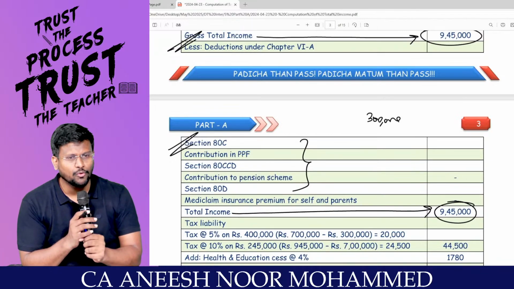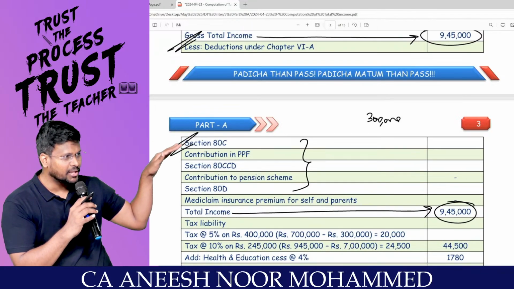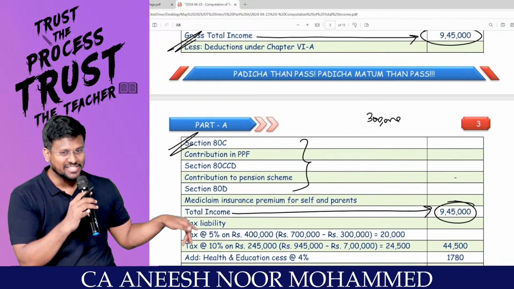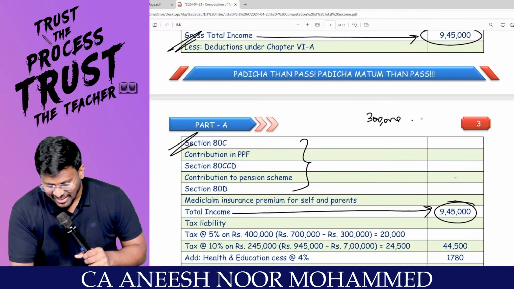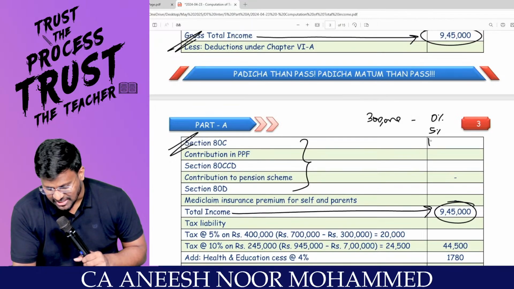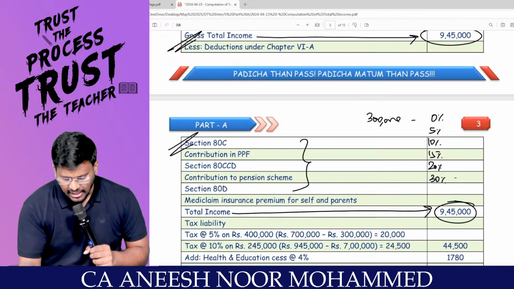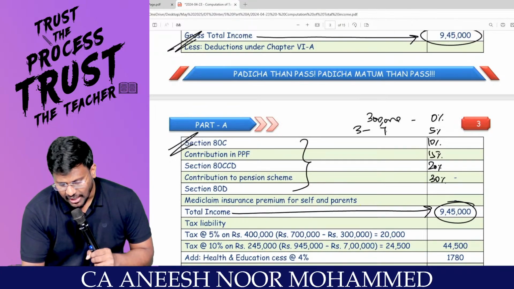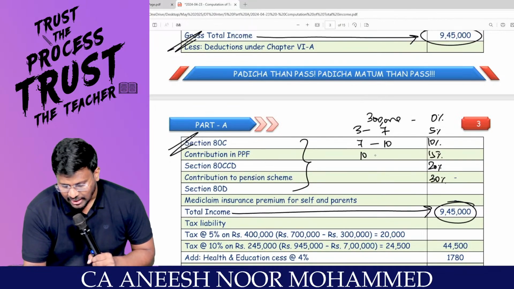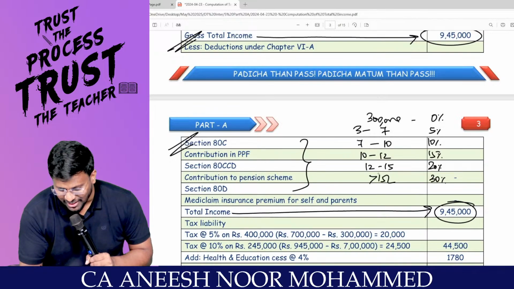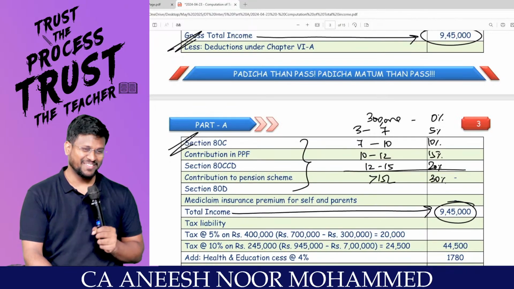Sir, I forget that rate dance. Are you remembering? 0%, 5%, 10%, 15%, 20%, 30%. Are you really with me? Yes, sir. Sir, 3 to 7 lakh, 7 to 10 lakh, 10 to 12 lakh, 12 to 15 lakh, more than 15 lakh. Are you really with me? Yes, sir.